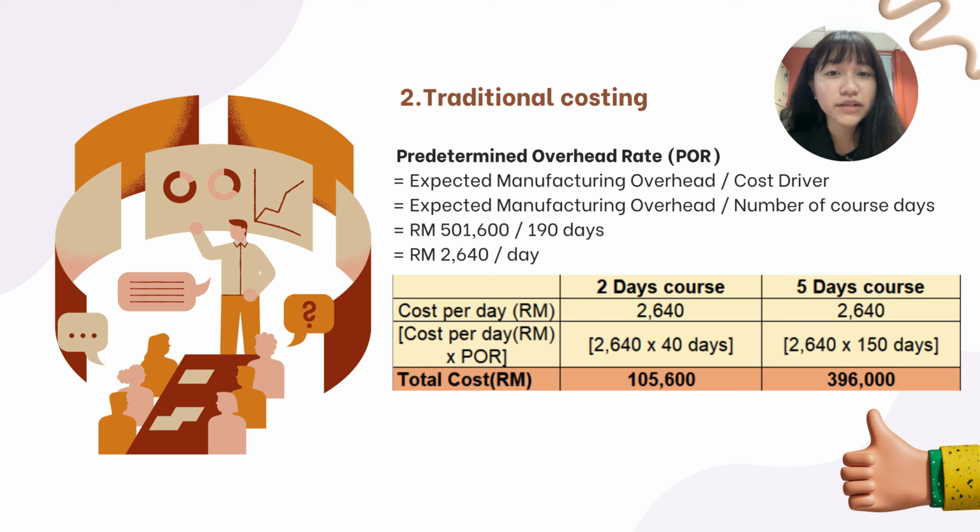So, finally, we'll get 105,600 ringgit by multiplying 2,640 ringgit by 40 days for 2-day cost and 369,000 ringgit by multiplying 2,640 ringgit by 150 days for 5-day cost. That's all from me. Now, let's proceed with the comparison between traditional costing method and activity-based costing method.